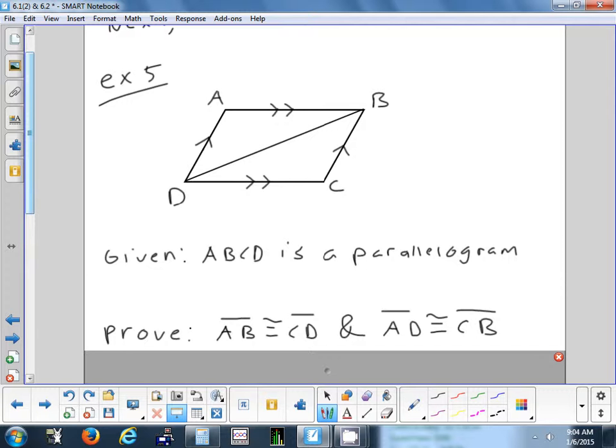I also drew in a diagonal. I want you to prove that opposite sides are congruent. Prove that AB and CD are congruent, and AD and BC are congruent. Now, maybe we'll just do half of this, because I don't think we're going to have enough time to do the whole thing. But if you can prove that 2 of the sides are congruent, to prove the other 2 are congruent, it's the same steps again.